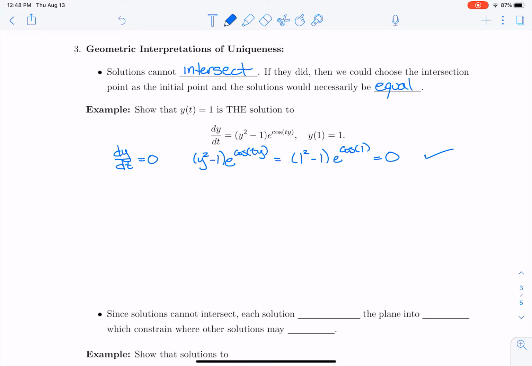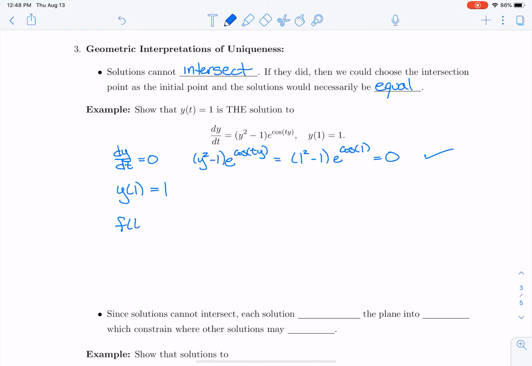And in fact, it satisfies the initial condition. y of 1 is equal to 1. So I can say that y of t equals 1 is a solution. In fact, it's an equilibrium solution because that is where the derivative is 0. But now I want to say it is the solution. And the way that we can do that is show that the differential equation satisfies the existence and uniqueness theorem.